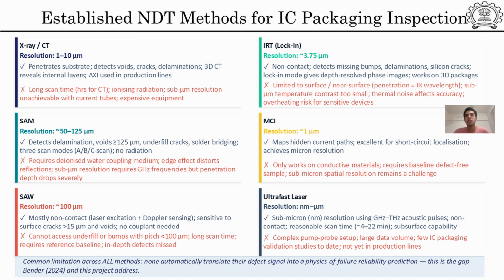Scanning acoustic microscopy, SAM. It detects delamination, voids as small as 125 micrometers, and solder bridging. It has 3 scan modes and no radiation hazard, but it requires a deionized water coupling medium, suffers from edge defects, and faces a resolution versus penetration depth trade-off. To see smaller defects, you need gigahertz frequencies, but penetration drops severely at those frequencies.